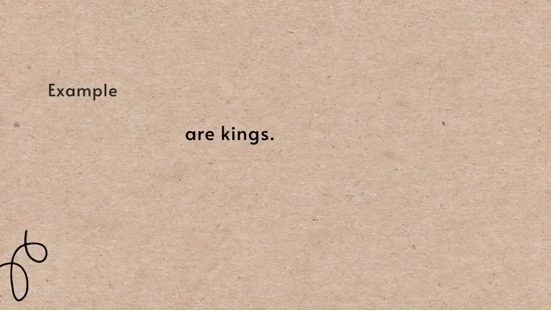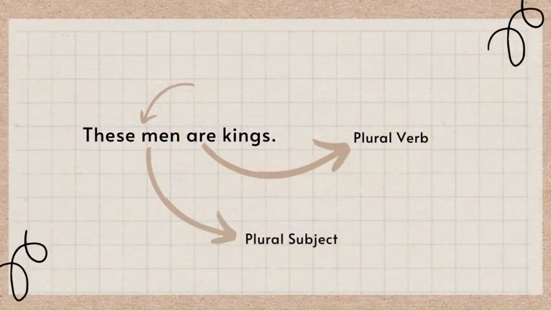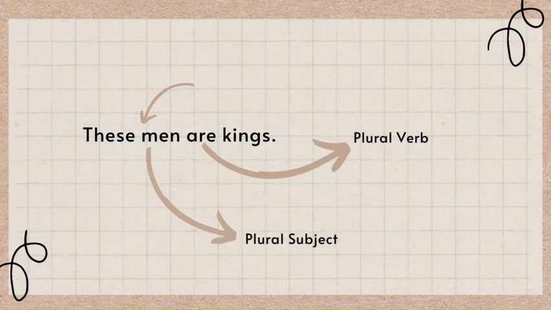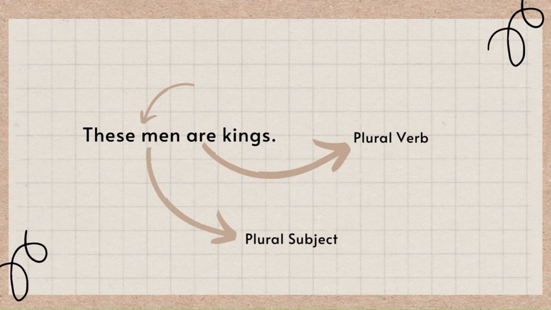When you take these men, you are talking about a plural subject. Therefore, the verb should be plural. That is why we have these men are, not is. And the kings there is a complement to these men. And because these men is a plural subject, the complement, which is kings, should also be plural.